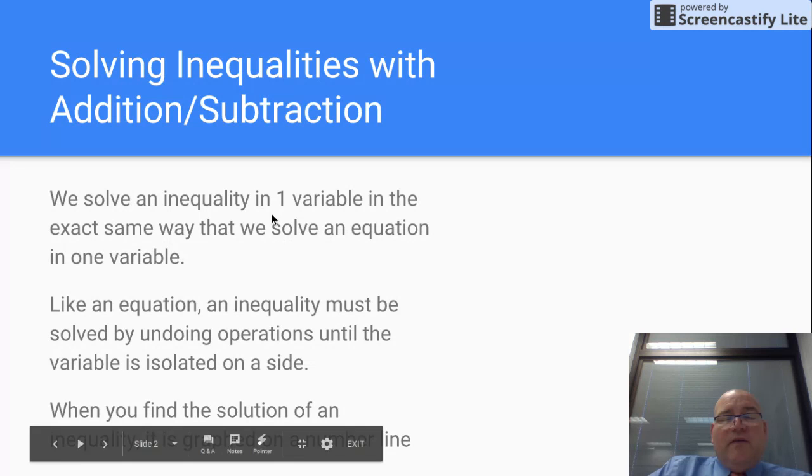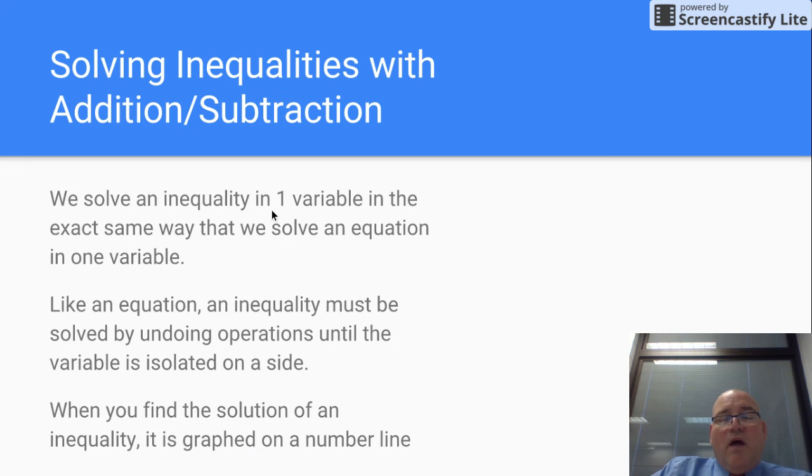The difference between equations and inequalities, though, is that when you find the solution of an inequality, it is graphed on a number line.